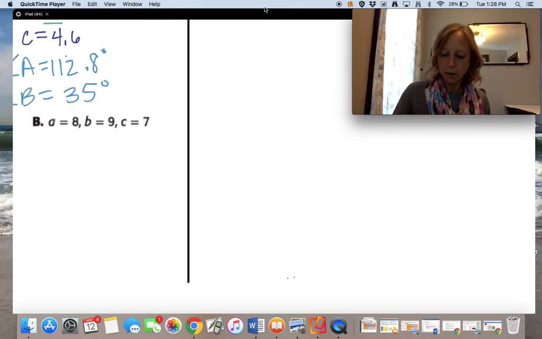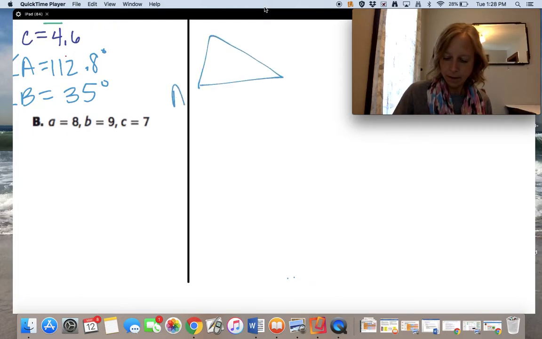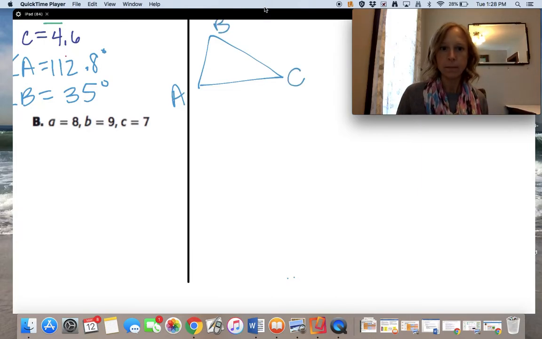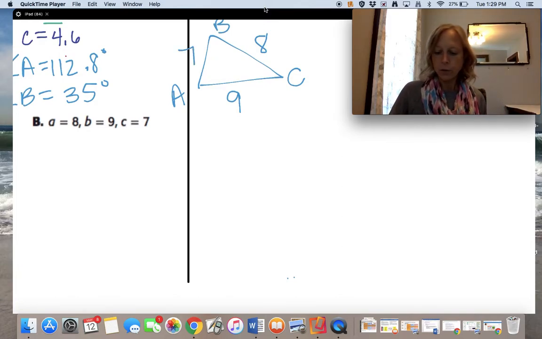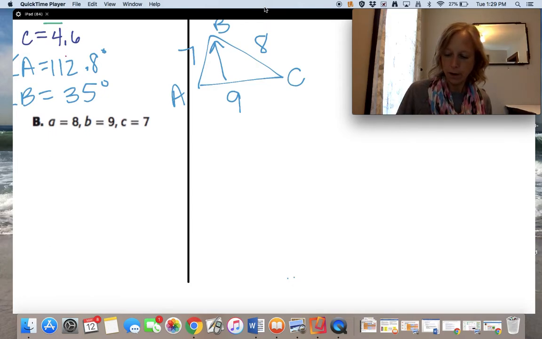So let's draw out our triangle. A, B, C. Let's label all of our sides. a is always across from angle A, that's 8. b is across from angle B, that's 9. c is across from angle C, and that one's 7. So first thing, solve for your largest angle. The largest side length is 9. The largest angle is across from that. It'll be B.